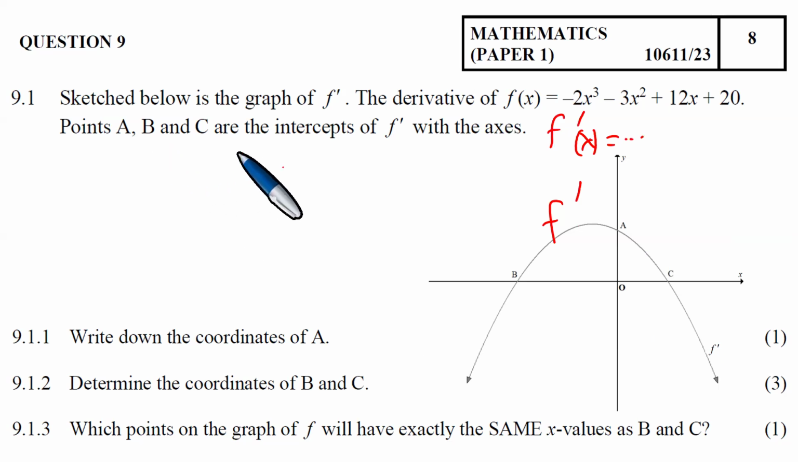Now, points A, B, and C are intercepts of f primed with the x-axis. So there's A, B, and C all together. Now, write down the coordinates of A. So what is the answer? What are the coordinates of A?